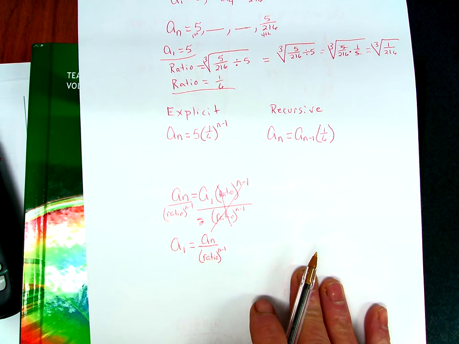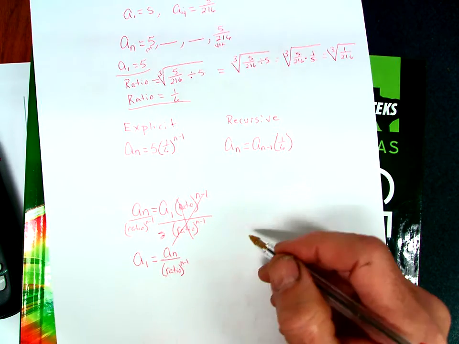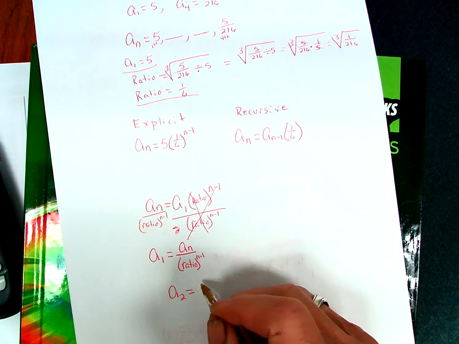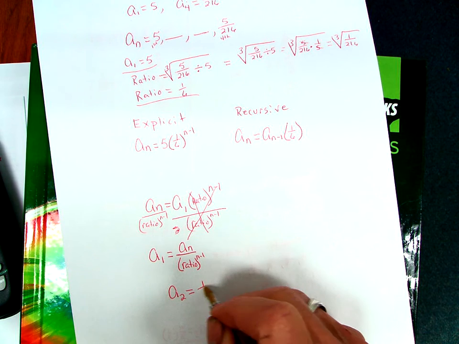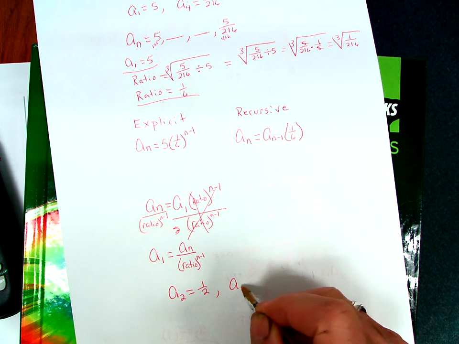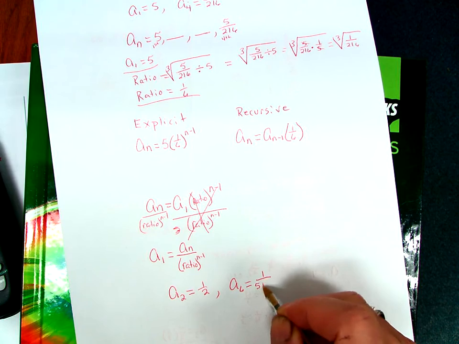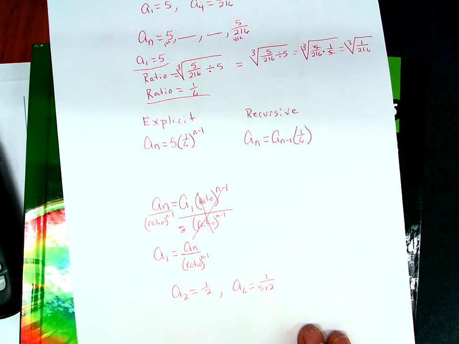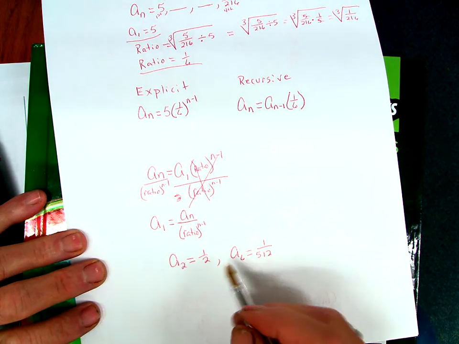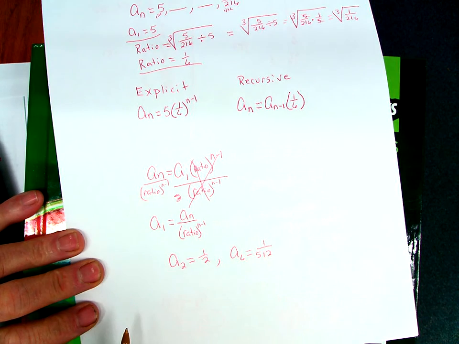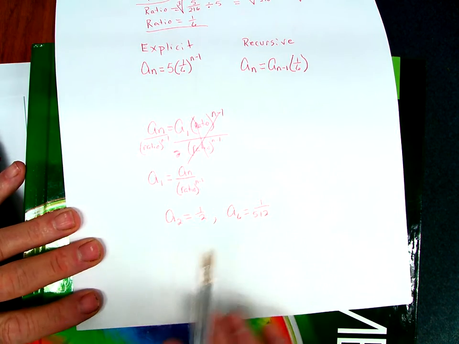Okay, so let's see. I'm going to use the same example that I put in your notes. I have a sub 2 equals 1/2 and a sub 6 equals 1 over 512. Now, in order to find the first element, I must know the ratio. So let's get the ratio first.